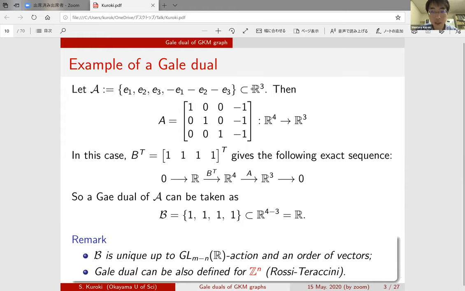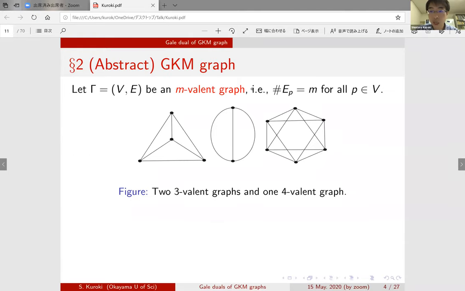And I would like to apply this Gale dual to the GKM graph. So from the next section, I will introduce the abstract GKM graph. Actually, a GKM graph is motivated by the GKM manifold. And I think Professor Oliver Goertsches already introduced the GKM manifold. And this GKM graph is related to this manifold. But in this talk, because of the time, I will omit such geometric motivations.